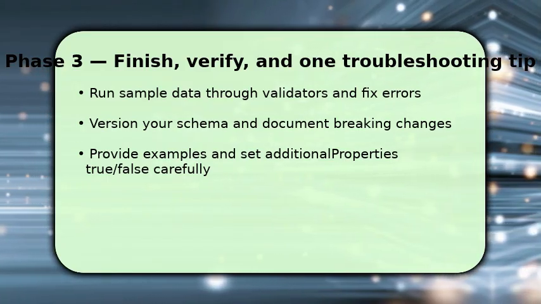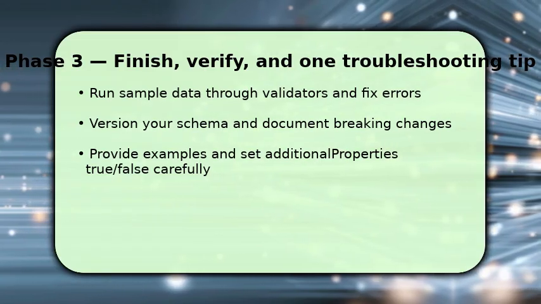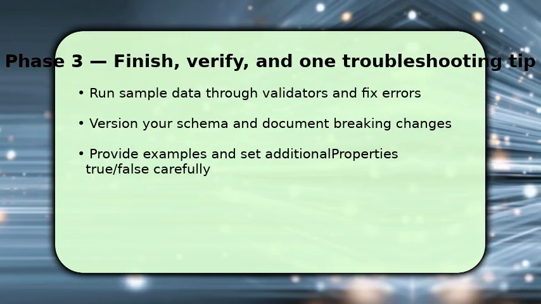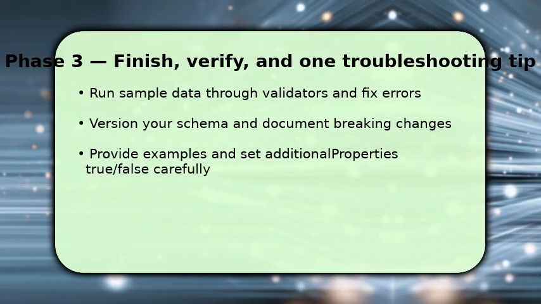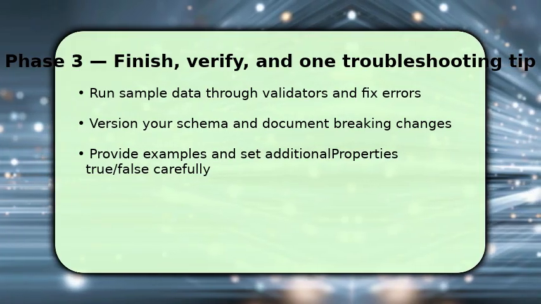If validation fails, check common issues: wrong types, unexpected additional properties, or strict patterns. A key troubleshooting tip: when things fail, relax constraints selectively and revalidate stepwise to isolate the offending rule. This narrows the fix.